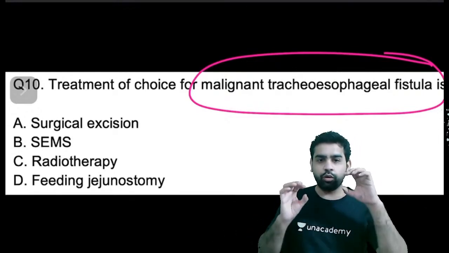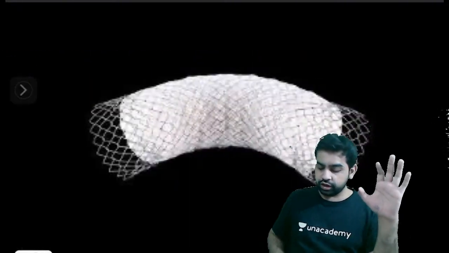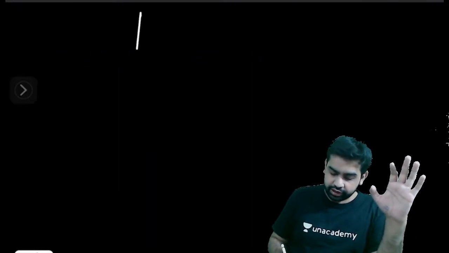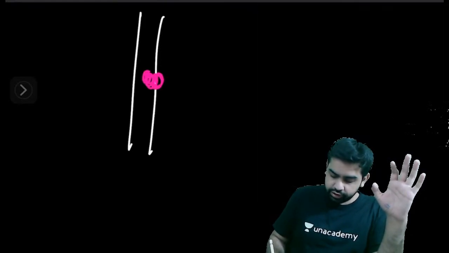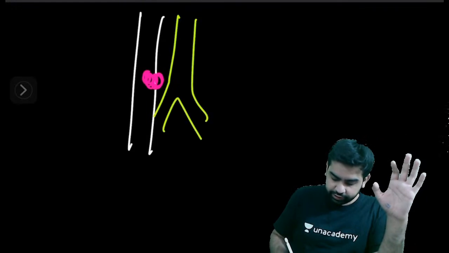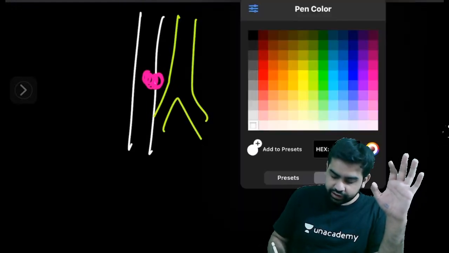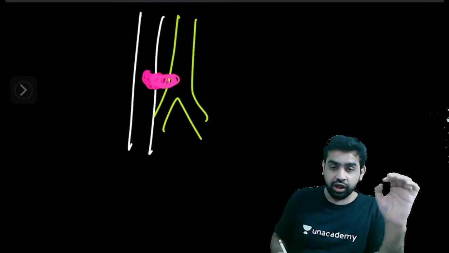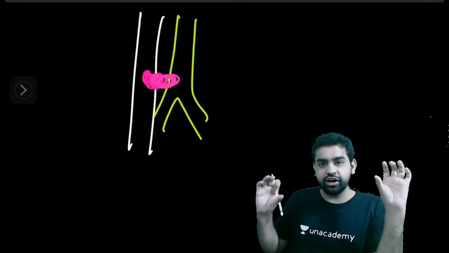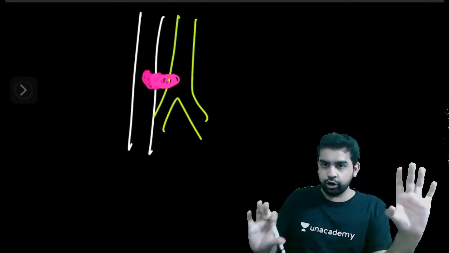Now if there is a growth occurring in the esophagus, this tumor grows and enters into the trachea. What is going to happen? There is going to be a fistulous communication between the esophagus and the trachea. So this is what is referred to as a malignant tracheoesophageal fistula. I hope you are able to understand this point.